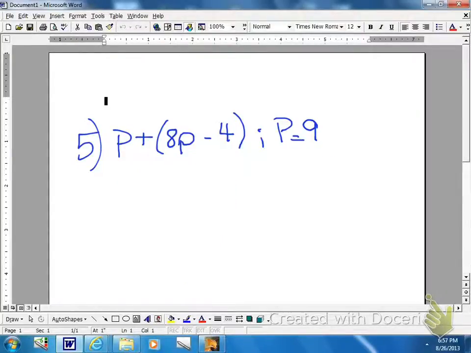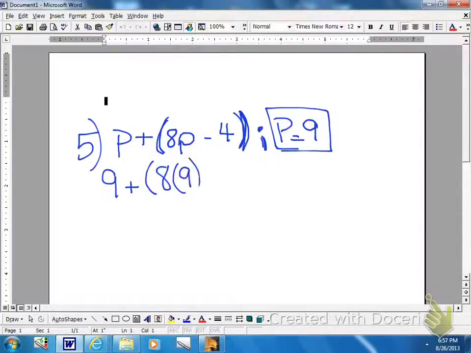Number 5, a little bit longer. I've got p plus, in parentheses, remember that means do me first, solve this first. In parentheses I have 8p minus 4. And p in this case is 9. Remember, here's my semicolon, so that's saying, well, that's the end of my algebraic expression. Here now I'm going to let you know that p is 9. So you rewrite it as 9 plus, in parentheses, 8 times 9 minus 4, and solve it.